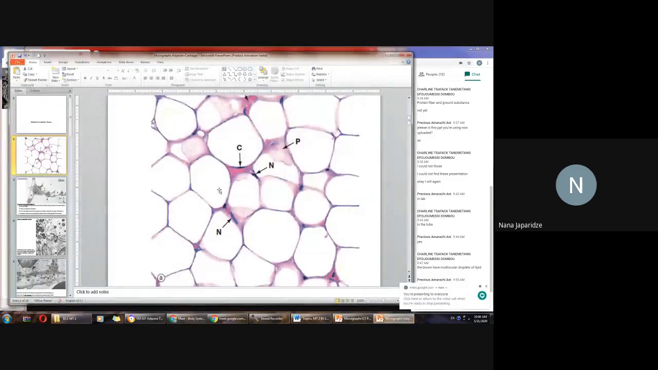I mean, the images of adipocytes, how they are represented in LM micrographs and TEM micrographs, and even in the scanning electron micrographs. Is it understandable? Yes.